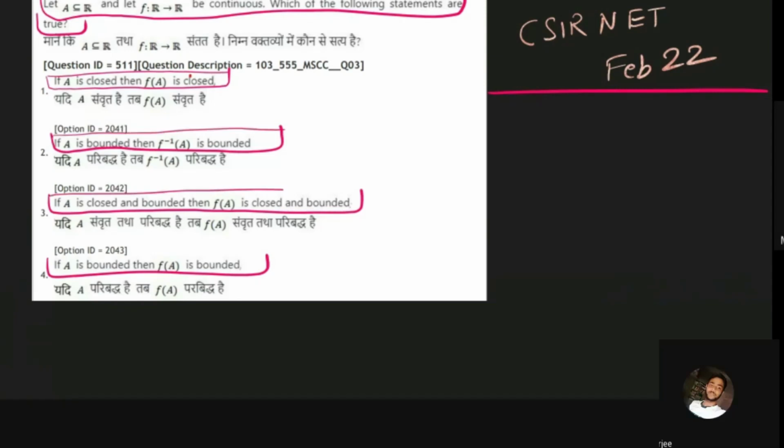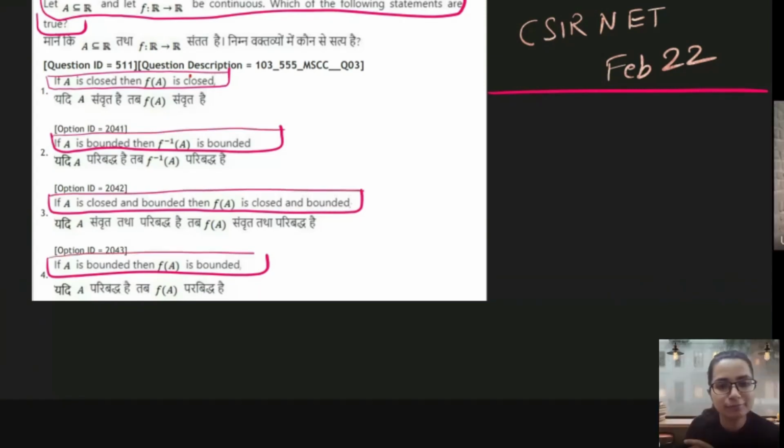Ma'am, option 2 is wrong, I think. Option 2 is wrong. I think 2 is wrong. I don't know if it's correct or not. Well, I think 3 and 4 are correct. 3 and 4 are correct, someone is saying.